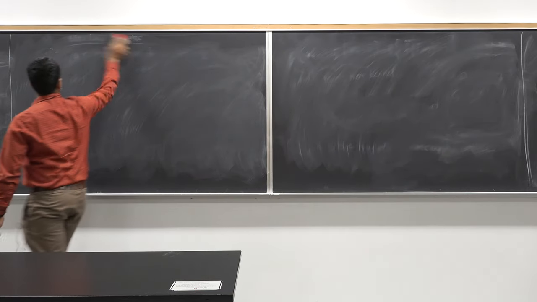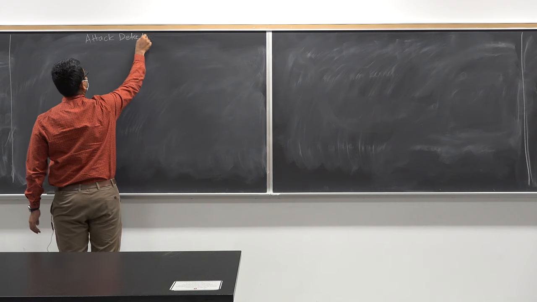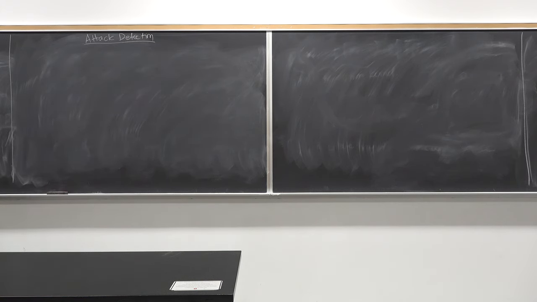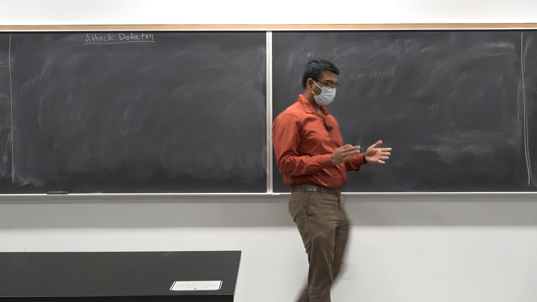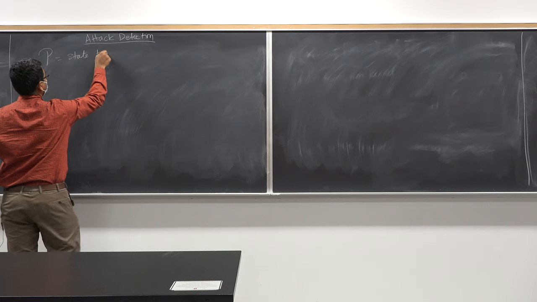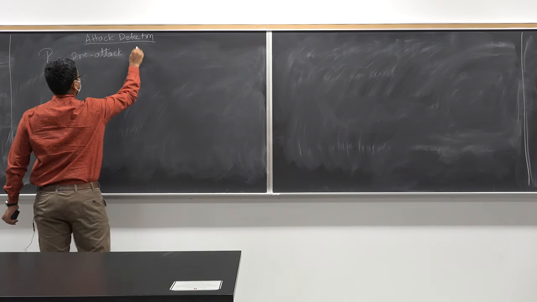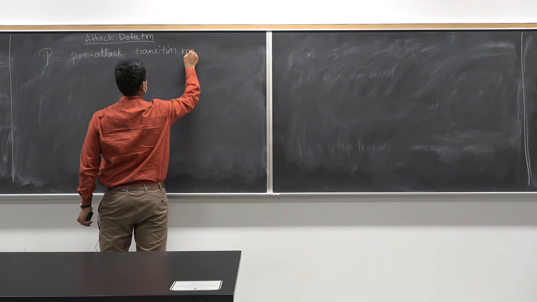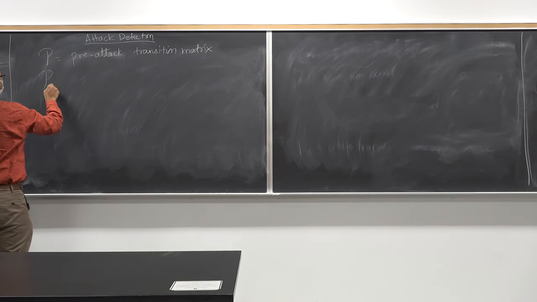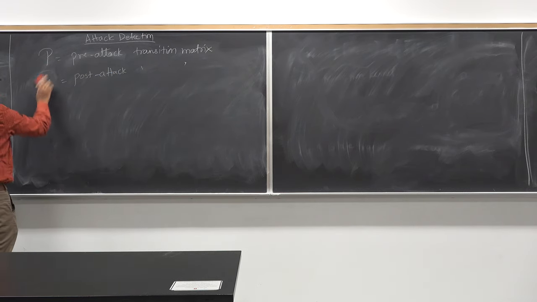So now I have a Markov chain, and I want to detect an attack. You can pretty much use the same thing for fault detection as well, but we are talking about attack detection here. So I have a system. I have modeled the system, and I know that P is the pre-attack state transition matrix. And PA is the post-attack transition matrix. Let me call it Q instead of PA. Q is the post-attack transition matrix.